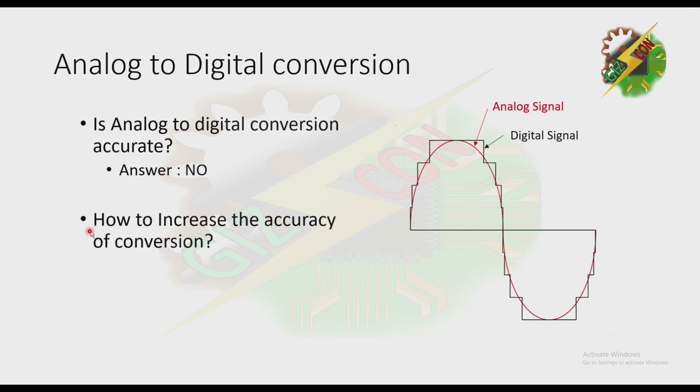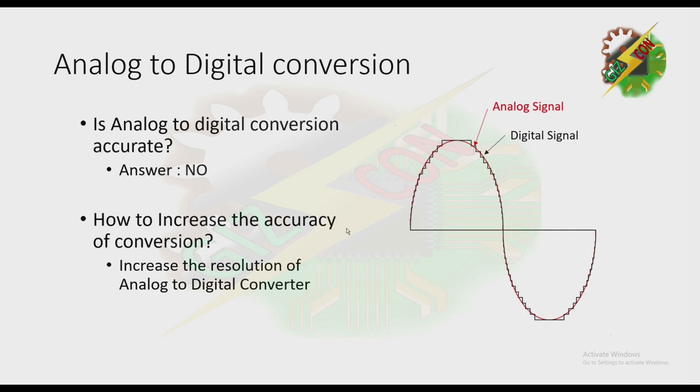Now the only solution that we can do is to increase the accuracy of the conversion. We need to increase the resolution of the analog to digital converter to increase the accuracy. As you can see now, if we increase the resolution, the data becomes more accurate.